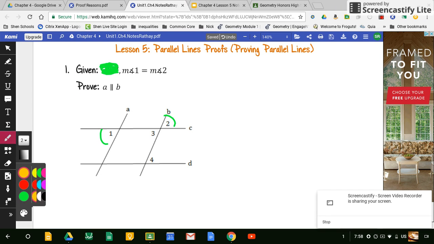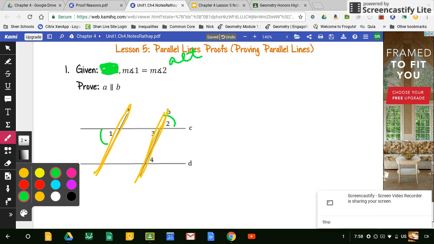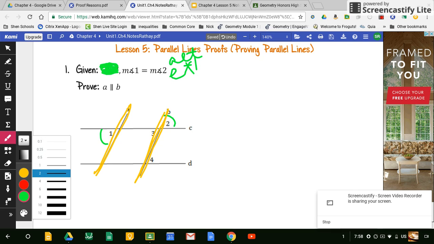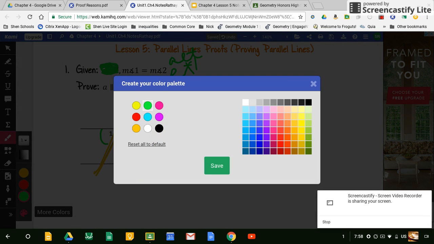Well, we're trying to get A and B parallel, which means we need one of those special angle relationships. And you might realize by looking at these that we are actually already looking at alternate exterior angles. So if we can get the alternate exterior angles congruent, we can conclude that these lines are parallel. So that's where I'm going to start.